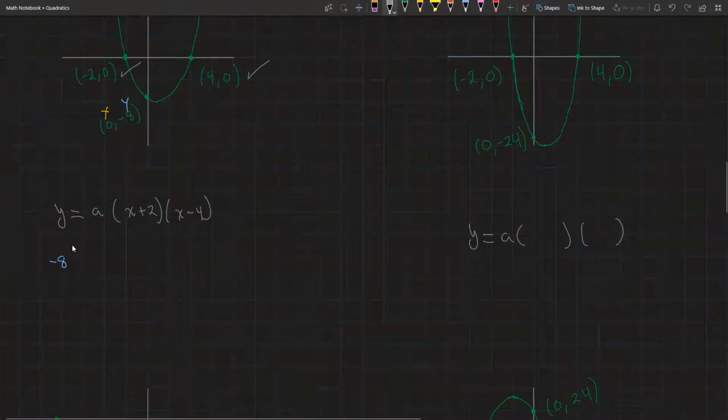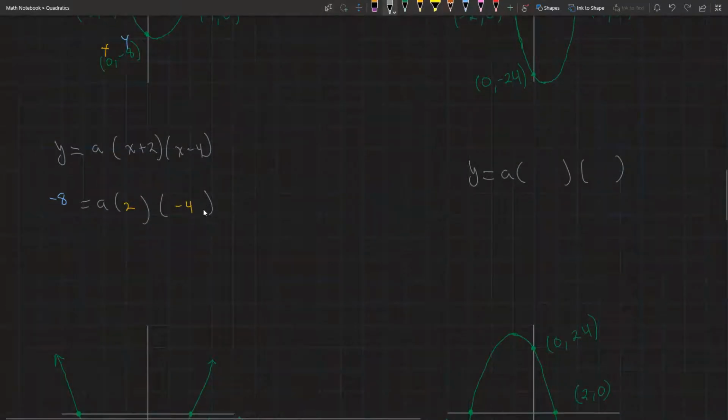We're trying to solve for the a factor, the vertical stretch. But the nice thing is that we have 0. X is 0. 0 plus 2 is 2. And 0 minus 4 is -4. That's what's going on right there. And now we know that -8 on the left side doesn't change, but 2 times -4 is -8. So -8a. And that means that a equals 1.